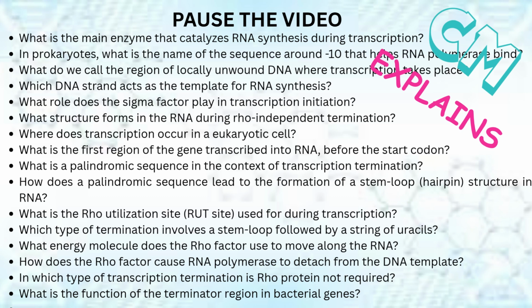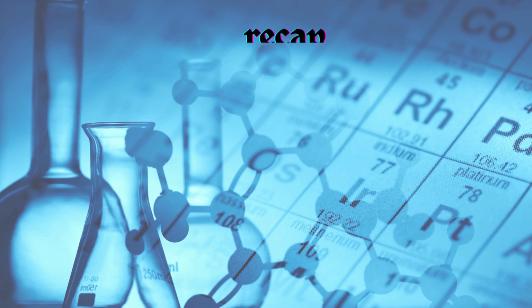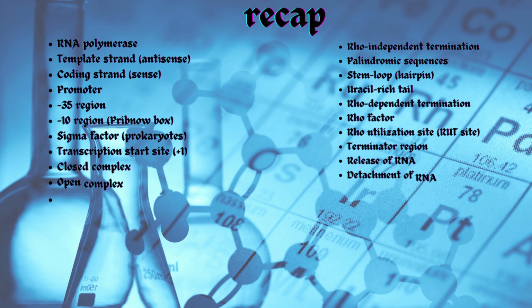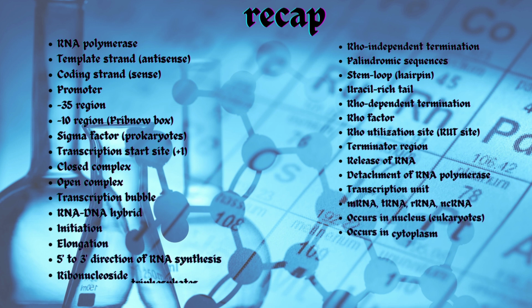And that's a wrap on RNA transcription. From the promoter to the terminator, we've seen how cells turn DNA into RNA using the powerful machinery of RNA polymerase, the sigma subunit, and all those clever regulatory sequences. Whether it is the Pribnow box, the transcription bubble, or the stem loop terminators, every step is a finely tuned process essential for gene expression.